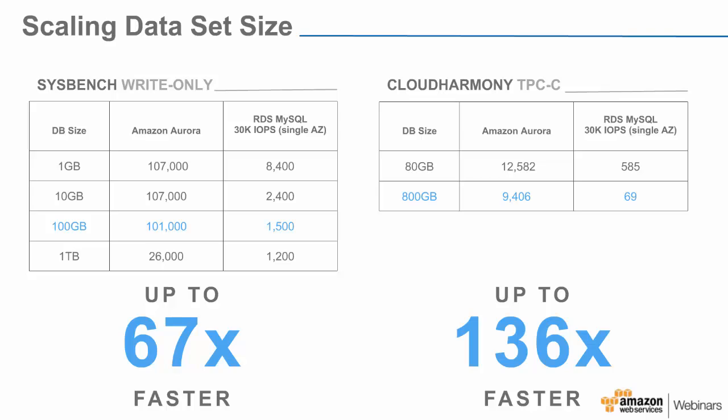And in this case, we're running 67 times faster, which is a crazy number, which made us decide to take a look at TPCC just to run something else. So we ran the Cloud Harmony TPCC-like benchmark, which is pretty much the same as the standard TPCC benchmark that the council runs. And here Aurora's running 136 times faster when it's not fitting in cache.